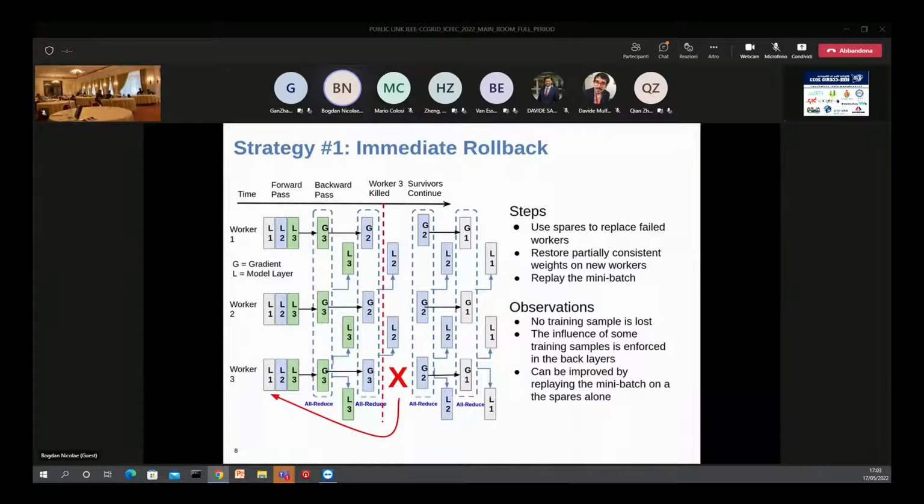And in this case, then the influence of the training samples from the mini batch will not be lost. But at the same time, we will have some of the patterns in some of the layers that managed to get updated in the first phase. So this will be reinforced, right? And this will cause the potential deviations in accuracy from a failure-free run.